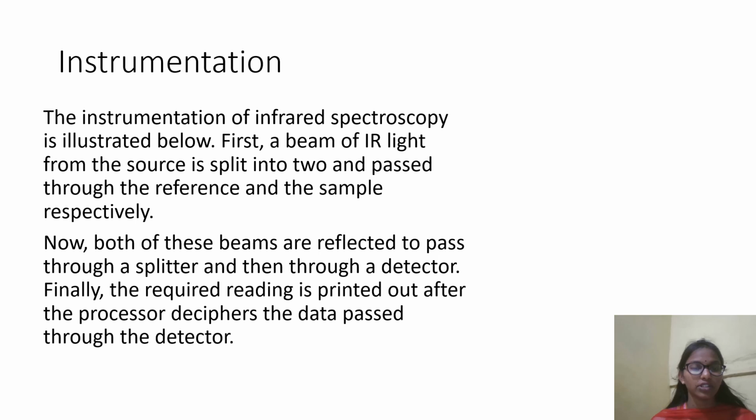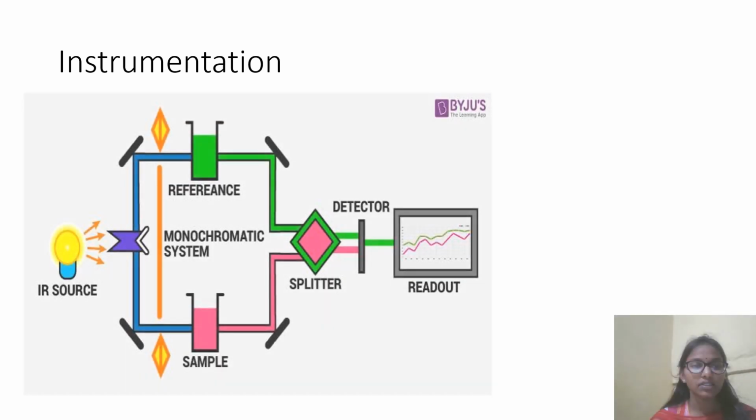Instrumentation. The instrumentation of infrared spectroscopy is illustrated below. First, a beam of IR light from the source is split into two and passed through the reference and the sample respectively. Now, both of these beams are reflected to pass through a splitter and then through a detector. Finally, the required reading is printed out after the processor displays all the data passed through the detector. This is the diagram of instrumentation of IR spectroscopy.